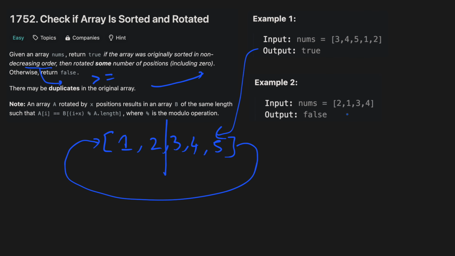Then in example 2, for the given array, we can't have any sorted array that can be rotated to produce this nums array. Suppose a sorted array was 1, 2, 3, 4. Then we can see that this part is sorted, but this part cannot be fixed. So because of this, we will return false in this case.